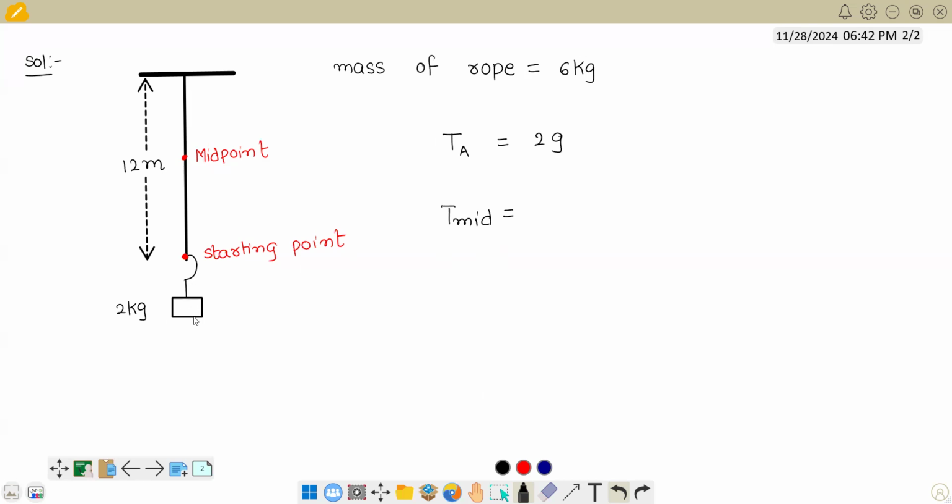We already have 2 kg. The total rope mass is 6 kg. What will be the mass of half of this rope? If the total mass is 6 kg, the half rope mass would be 3 kg. So we have 3 kg of rope below this midpoint and a 2 kg mass hanging. So the total mass below the midpoint is 5 kg. So we can write 5 into G.